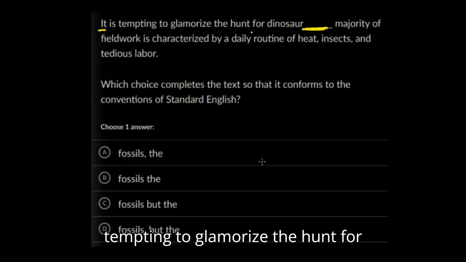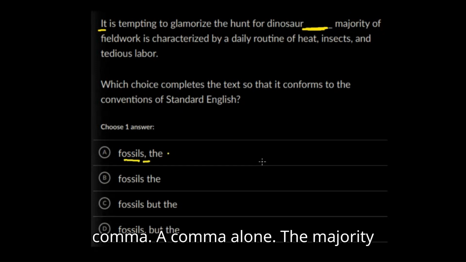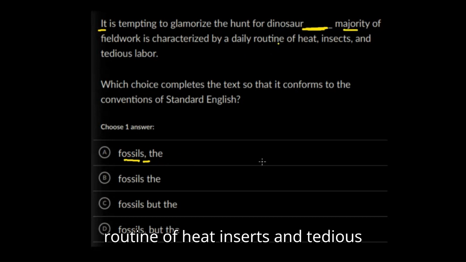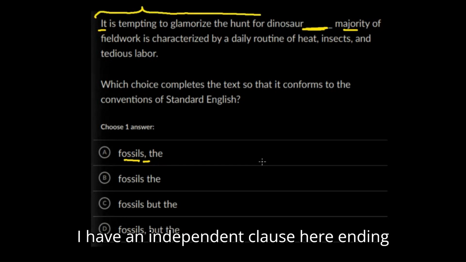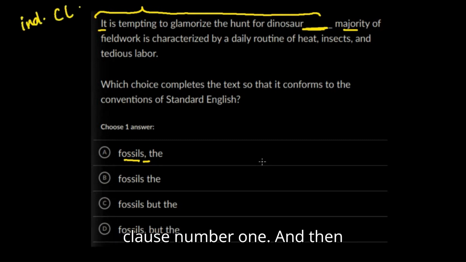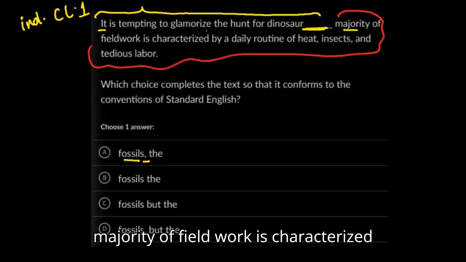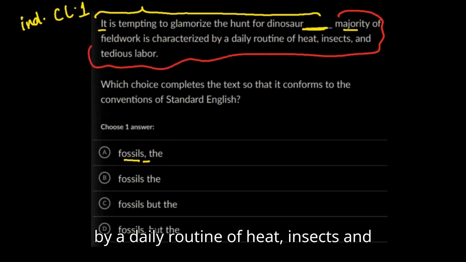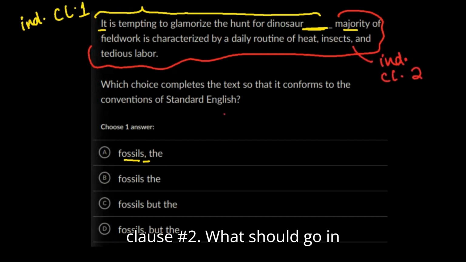It's tempting to glamorize the hunt for dinosaur fossils. And then in the first choice, we have a comma alone. The majority of field work is characterized by a daily routine of heat, insects, and tedious labor. As you can see, I have an independent clause here ending with fossils. So this is independent clause number 1. And then I do have another independent clause, the majority of field work is characterized by a daily routine of heat, insects, and tedious labor. This is independent clause number 2.